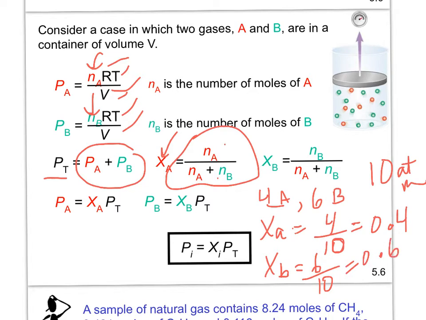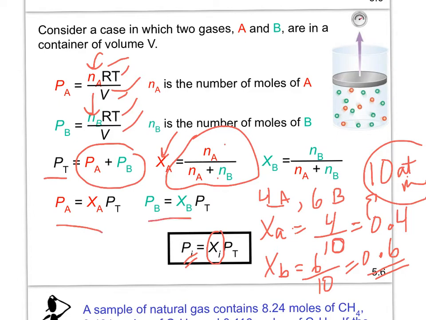0.6. Now, if you have the total pressure, you can multiply the mole fraction of A times 10 to get the partial pressure of A. You can multiply the mole fraction of B, which is 0.6, times 10 to get the partial pressure of B. And that's what this is telling you here, right? The partial pressure of any component is equal to the mole fraction of that component times the total pressure.